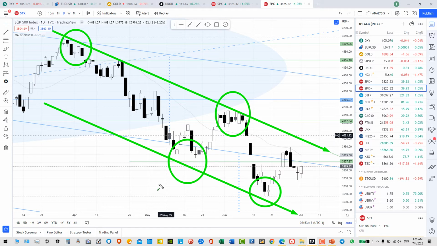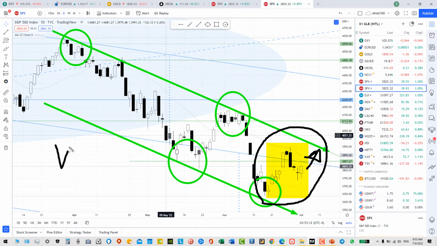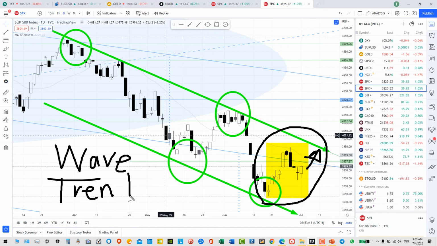Now we can see that we do have some kind of a bounce from the downtrend line, the channel line, trying to target the downtrend line. This is a move, not a wave. And of course a move is way shorter than a wave. This is not a trend. So there are differences in sizes.